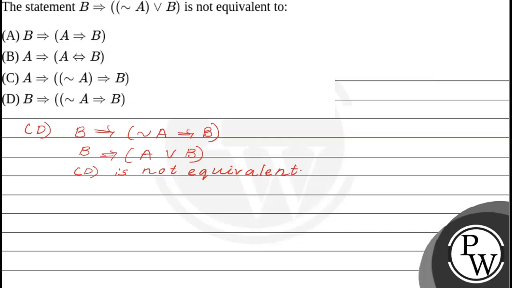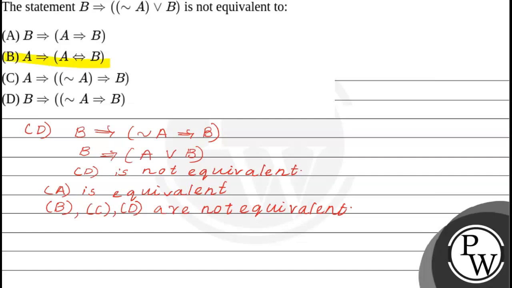So here we can clearly see that only option A is equivalent and the remaining options, which are option B, C and D, are not equivalent. So this is the required solution. So from the given options, the correct answers will be option B, C and D. I hope you understood it well. Good luck.